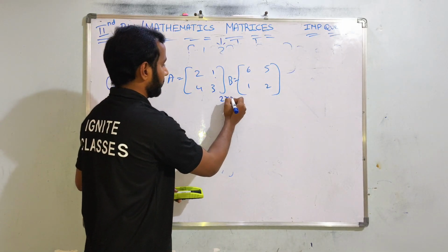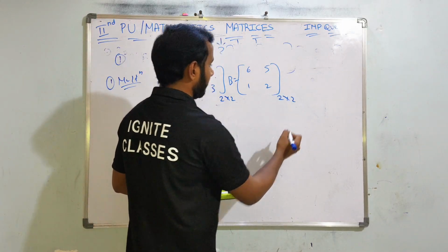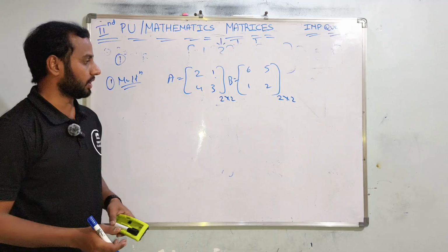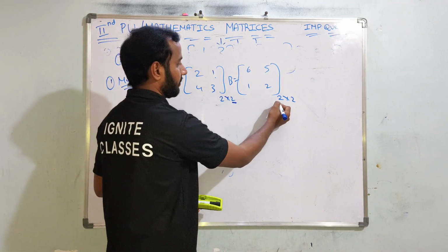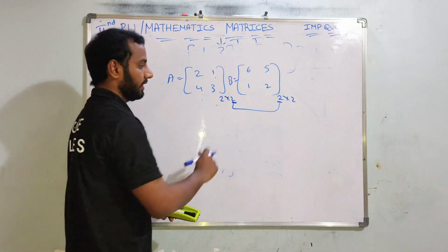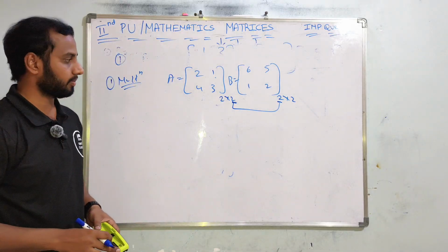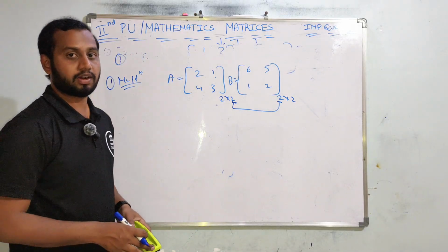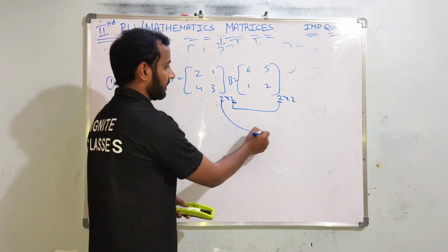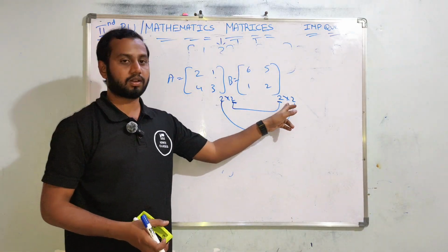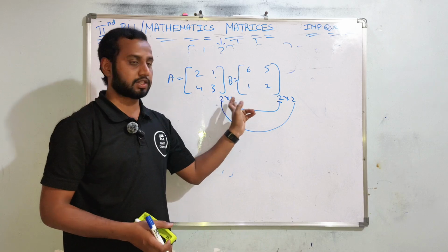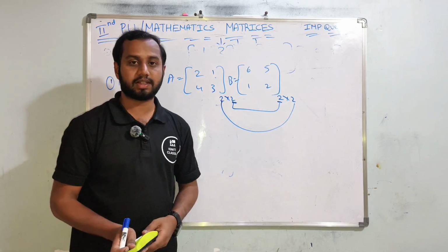It is of order 2 cross 2, and the other is order 2 cross 2. Multiplication of the matrix is possible only when the number of columns of the first matrix is equal to the number of rows of the second matrix. Here it is equal, so multiplication is possible. After multiplication, we will get the order 2 cross 2, that is, number of rows of the first matrix into number of columns of the second matrix.